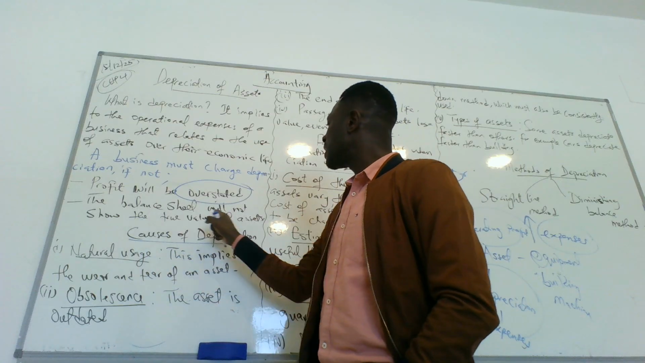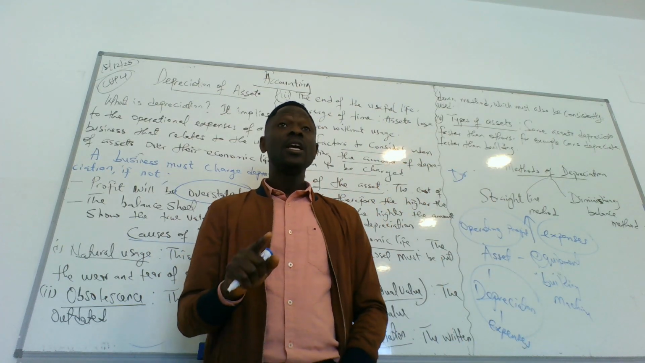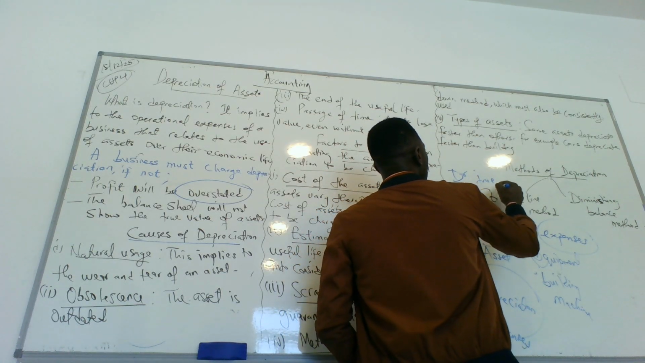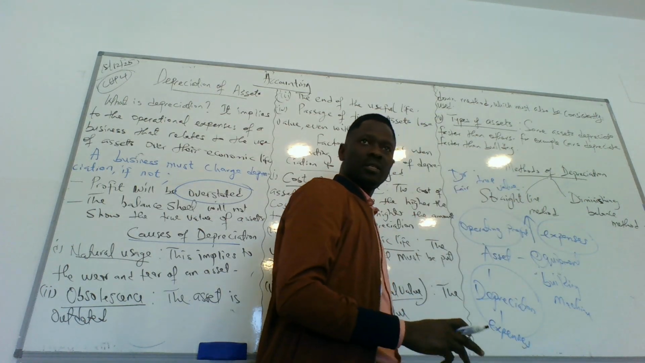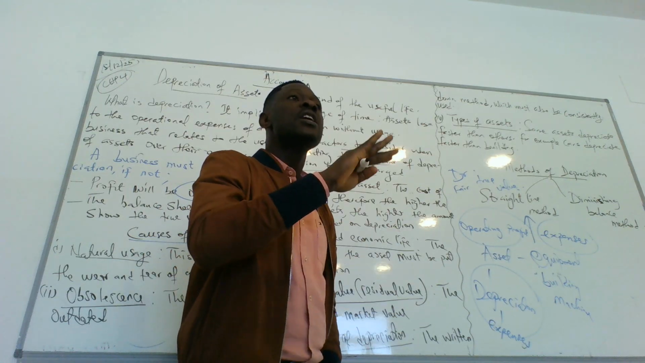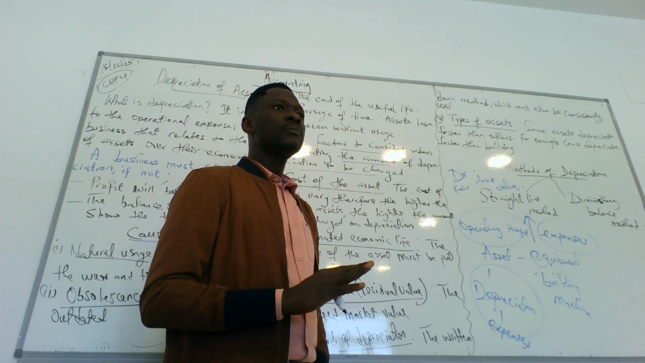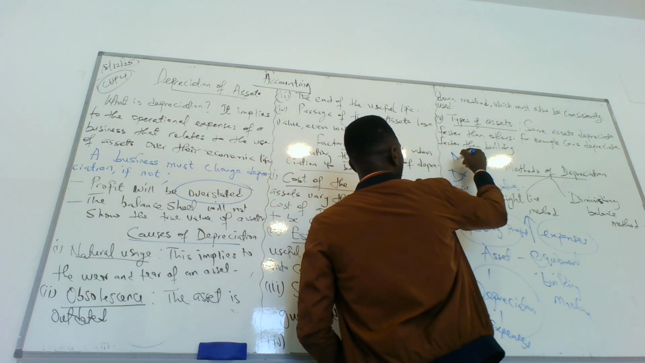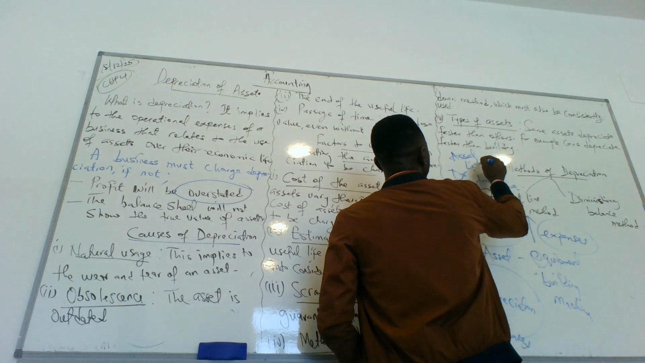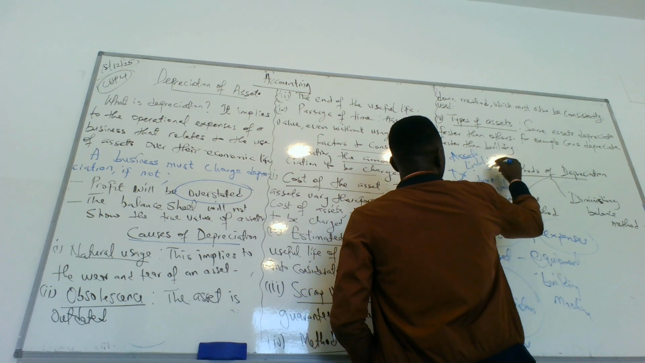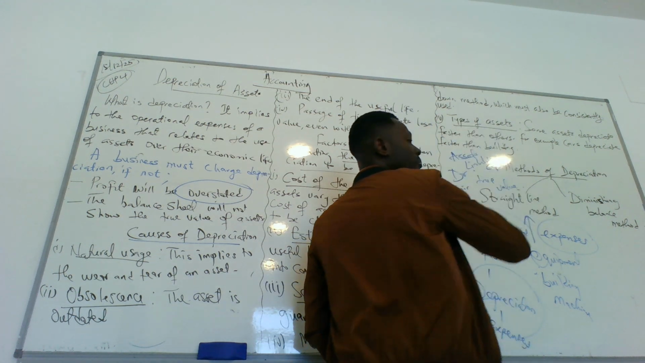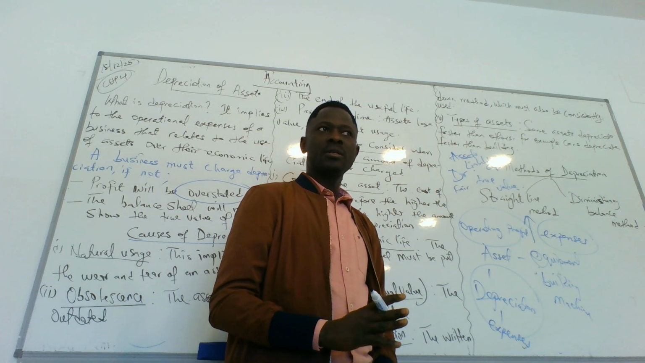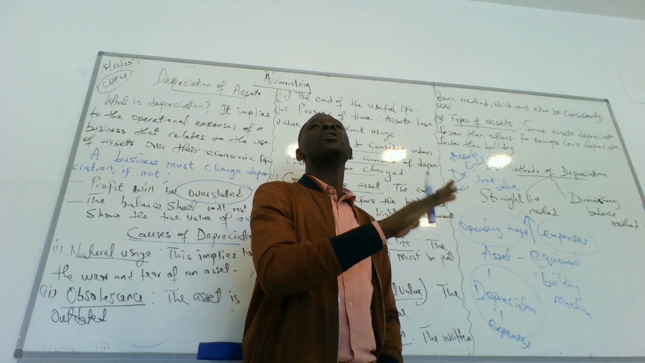The second one: the balance sheet will not show the true value of assets. Your balance sheet should show the fair and true value of your business. The real value of your business. Don't talk about expenses when it comes to the balance sheet. The balance sheet is about assets, liabilities, then the capital. This is what the balance sheet involves. Then when it comes to expenses, it's part of your statement of profit or loss. Expenses, income, they are part of your statement of profit or loss.